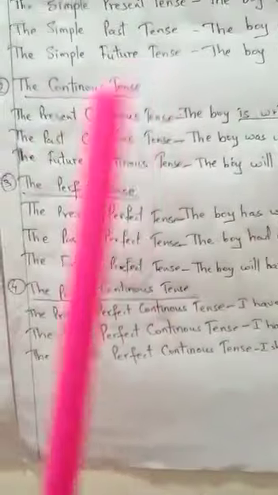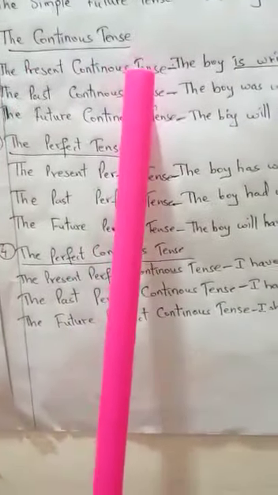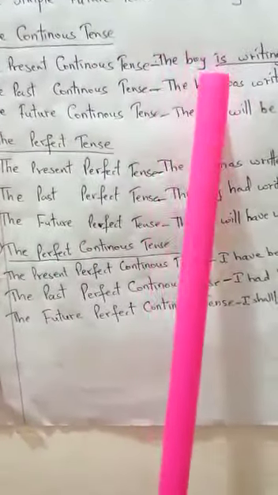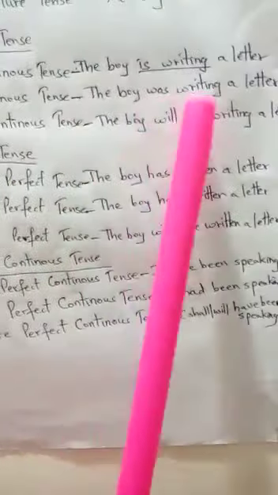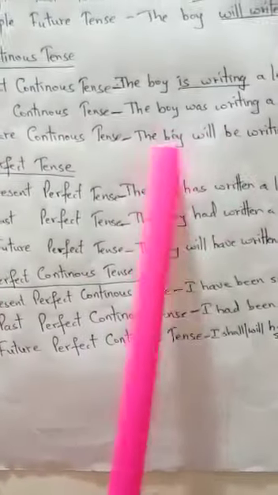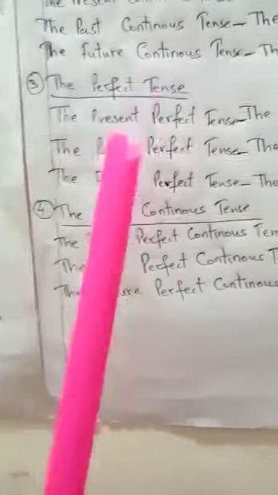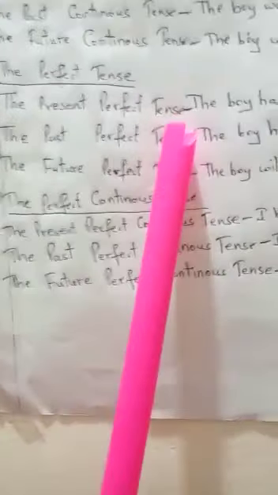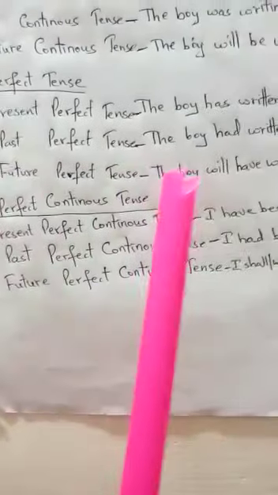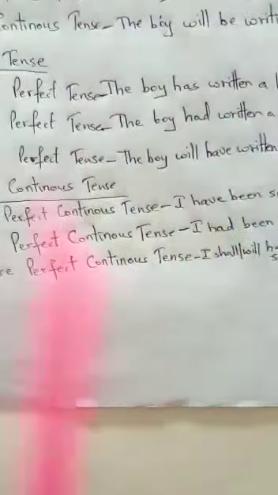Now the continuous tense, the present continuous tense. The example, the boy is writing a letter. Past continuous tense, the boy was writing a letter. The future continuous tense, the boy will be writing a letter. Now we go for the perfect tense, the present perfect tense. The boy has written a letter. The past perfect tense, the boy had written a letter. The future perfect tense, the boy will have written a letter.